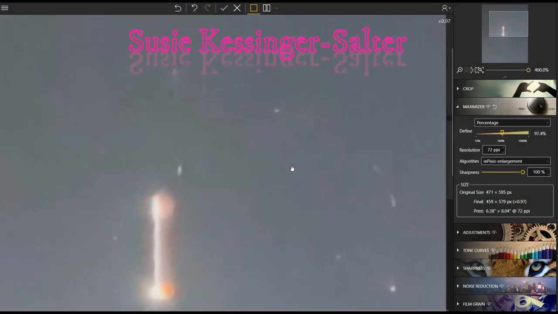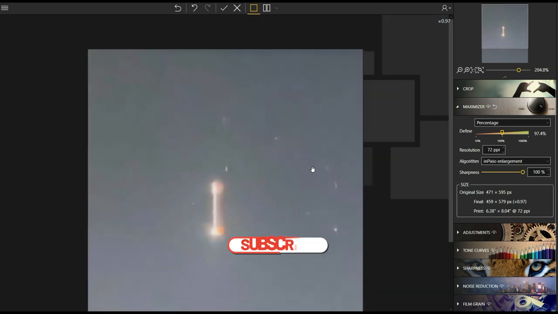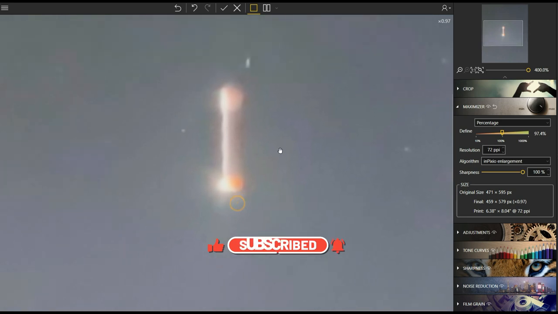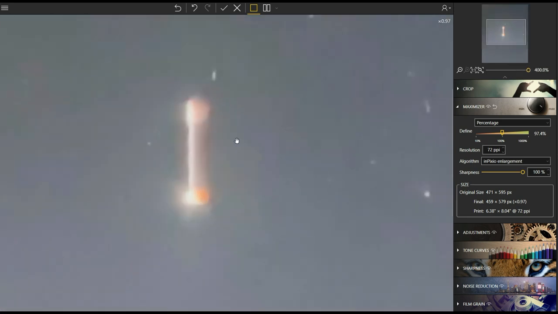I haven't blown this picture up. It's only 471 by 595 pixels. Now, there's a few objects here to look at, these different things that are in the sky around it. And the person who did the filtering on this, excellent job. They did the black background and all.